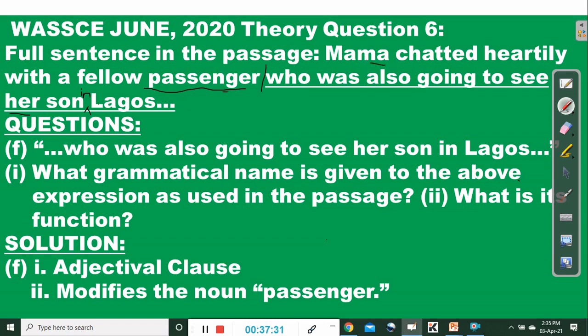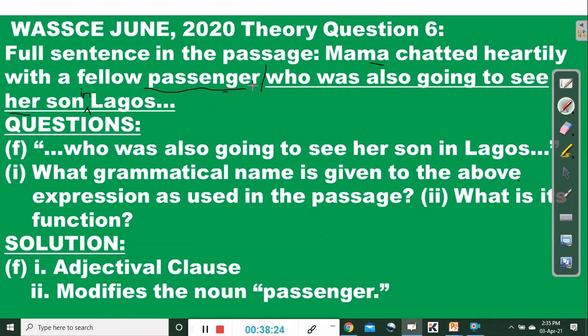And so we say, Mama chatted heartily with a fellow passenger. Then we put a full stop. Now, what occurs naturally here is that by eliminating the underlined expression, we make the sentence somehow incomplete. That will prompt us to raise a natural question. Mama chatted heartily with a fellow passenger. The question that arises naturally is, which passenger? Because a passenger has been mentioned here, and we want to know the particular passenger that the speaker is talking about.